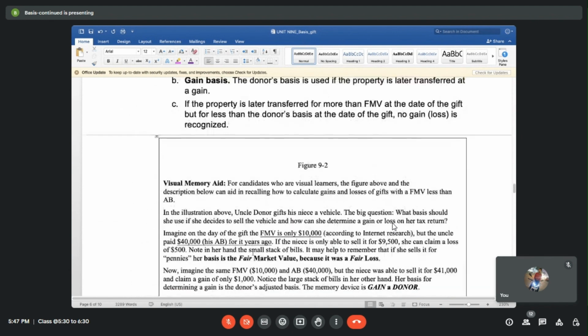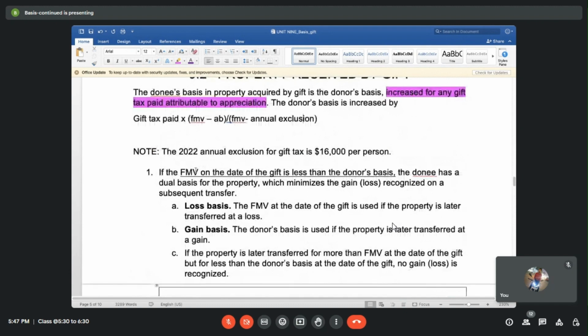Then there is another situation if the FMV is less than the donor's basis. That's also quite possible if there are stocks which were bought and then dropped in value, and the person wants to donate those stocks. So the basis for that donor is going to be higher, but the FMV is going to be lower. In that case, we will have loss basis, gain basis, and a no gain, no loss kind of situation. No gain, no loss basis.